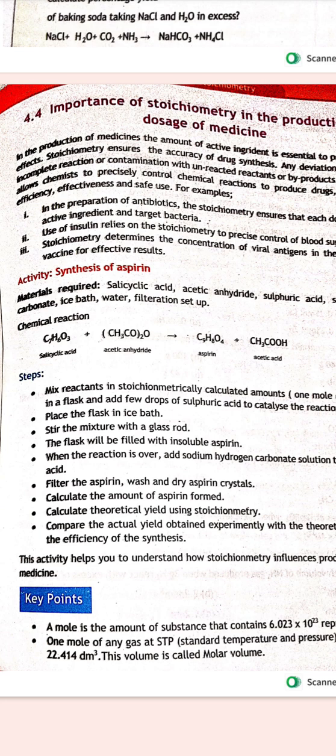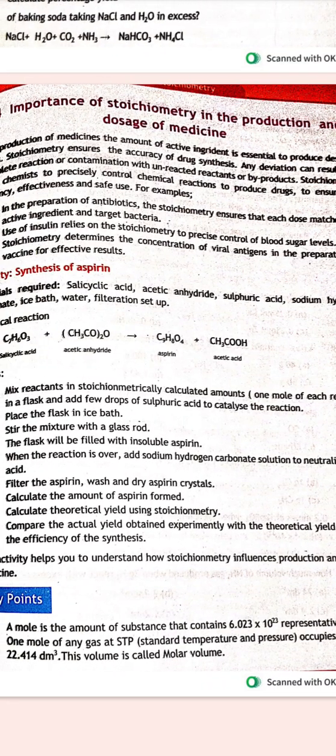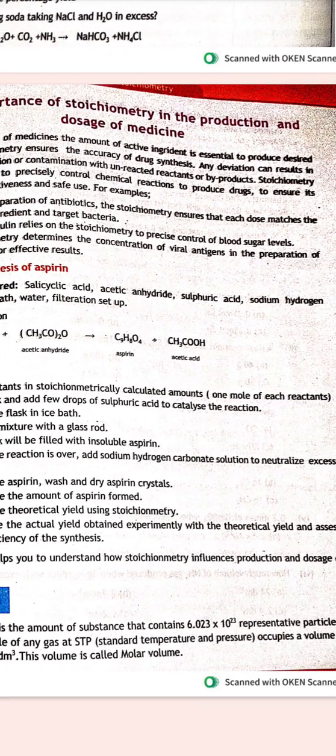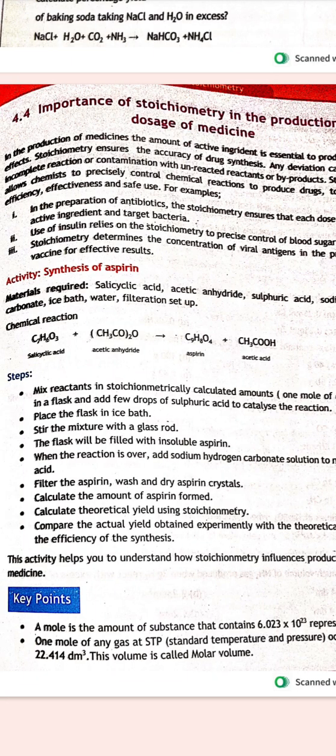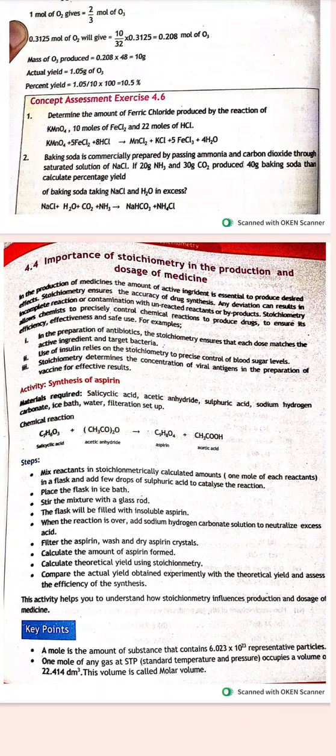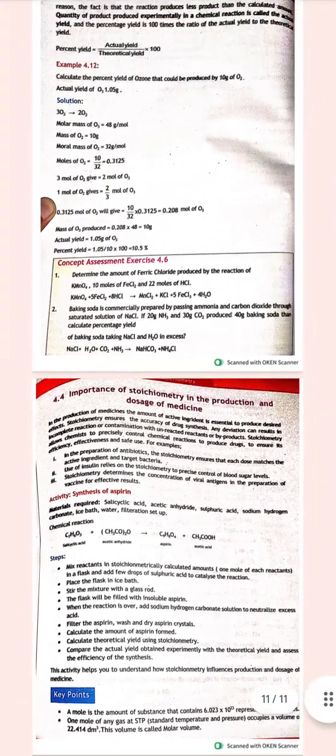So we just have to make aspirin using salicylic acid and acetic anhydride. At the end we have to neutralize the reaction with sodium hydrogen carbonate. Then we will filter the aspirin, measure and calculate the amount, and using the formula of percentage yield we will find the percentage yield of the aspirin. So this is a practical that we can perform in the laboratory.